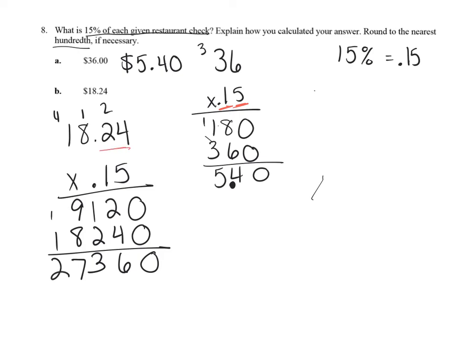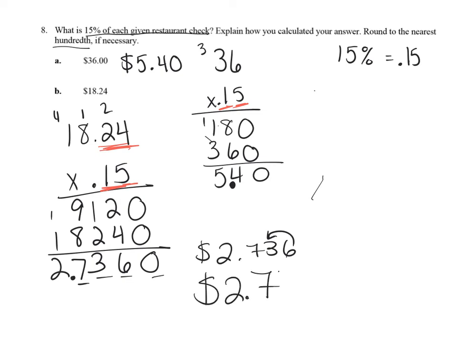But we have to remember that there are 4 decimal places, so there needs to be 4 in our answer. So 1, 2, 3, 4 would be here. So if we're thinking about money, it cannot be written with 3 decimal places. So we need to think, what does the 6 tell the 3 to do? Well, it tells it to round up. So the answer would be $2.74 for question B on number 8.